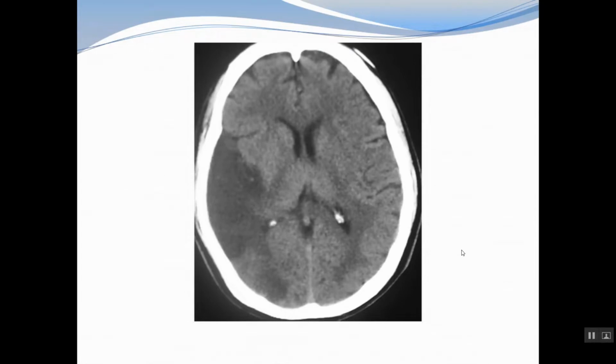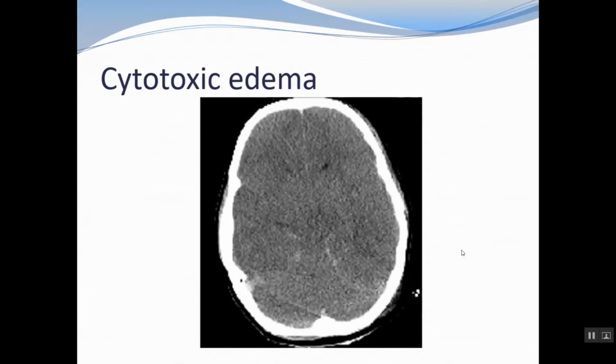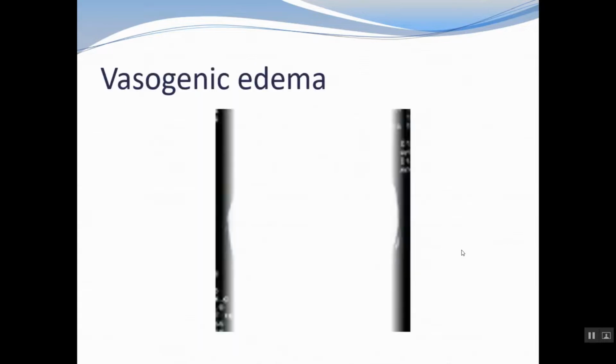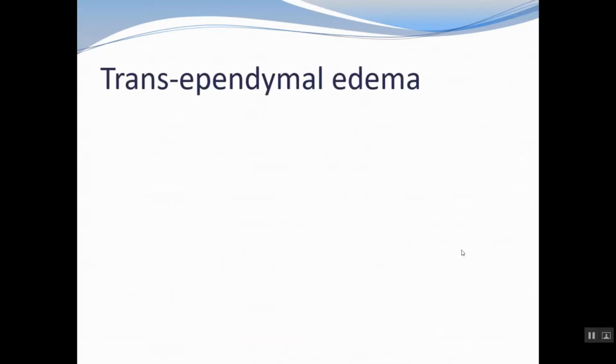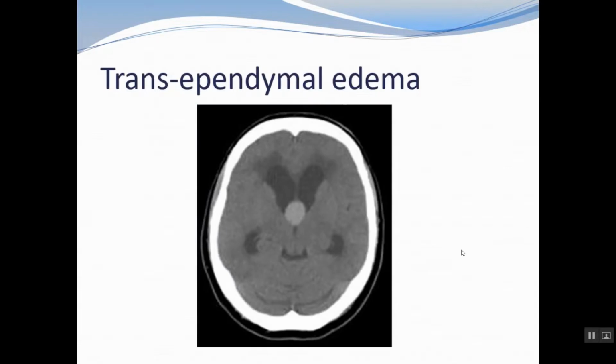This is right parietal edema, cytotoxic edema, vasogenic edema here with a space occupying lesion, and this is transependymal edema due to a hyperdense lesion in the pineal region with hydrocephalus and periventricular hypodense areas of transependymal edema.